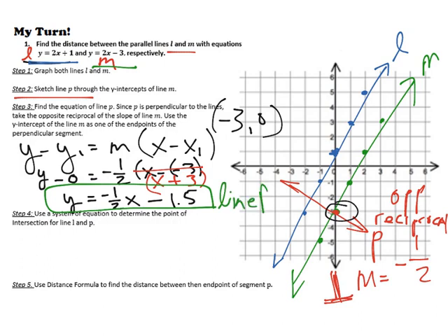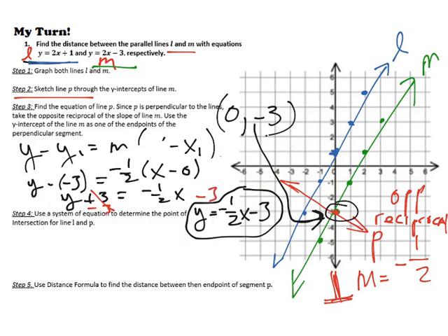Remember, this is line P's equation. Okay, step 4, use a system of equations to determine the point of intersection for line L and P. And I'm sorry, I'm realizing I confused this here. It should have actually been 0, -3. So let me start that part again. Okay, my apologies there. I went ahead and corrected all the work. I basically just had to switch out the x and y, and I was left with this equation right here: y equals -1/2 x minus 3. Again, this is for line P.